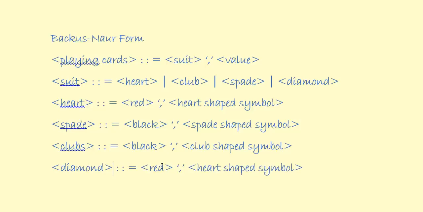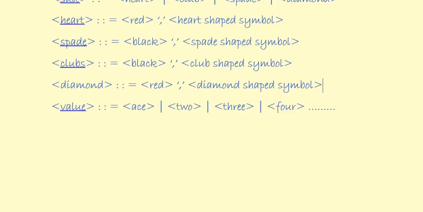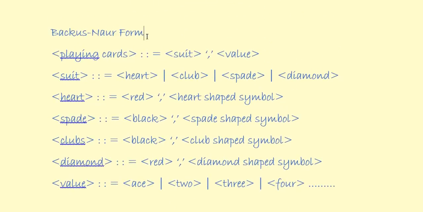So a diamond is defined by being red. Well, we know that, but it's not a heart-shaped symbol. It is a diamond-shaped symbol. So let me just pull that up there so that we can see what we've got. So in Backus-Naur form, or Backus-Naur notation, if we were talking about playing cards, a playing card is defined by a suit and a value. A suit is defined by either being a heart, or a club, or a spade, or a diamond. It can't be any other than that.